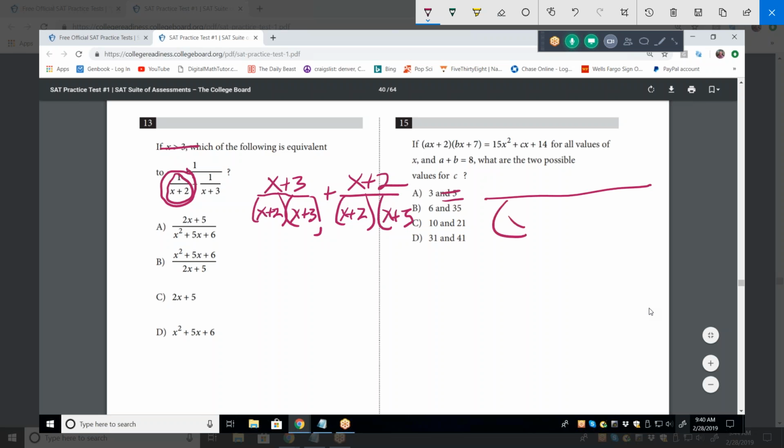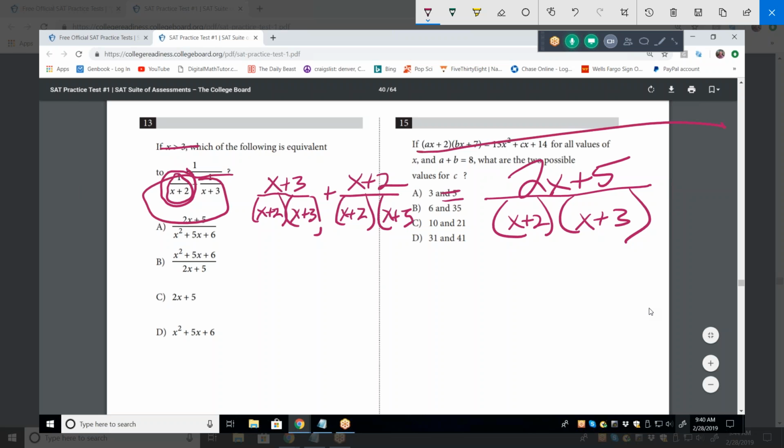Here's our common denominator. That doesn't change when you're doing addition. So what you do is you add the numerators. What do you get when you add the numerators? 2x plus 5. Okay. Remember this was the denominator. So I got another big fraction bar with a 1 over.